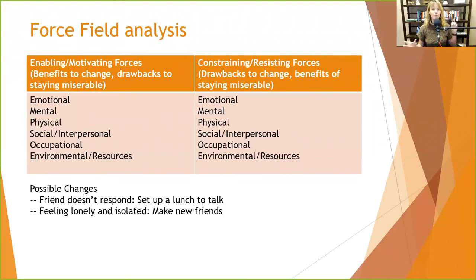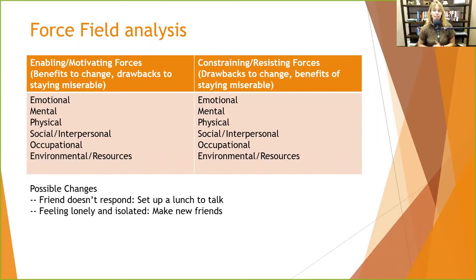Okay, so let's look at the motivating forces. Emotionally, it may give you some sense of contentment if the person's willing to agree to set up a lunch. Mentally, it may allow you to box that stuff up and go, okay, I'm going to deal with this when I talk to her at lunch on Tuesday. Physically, when you reduce the emotional and mental stress, the physical symptoms of stress tend to go down, sleeping better, less GI upset, and so on. It may or may not affect other relationships and your job and that kind of stuff.